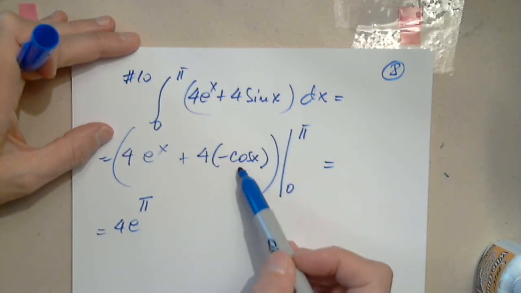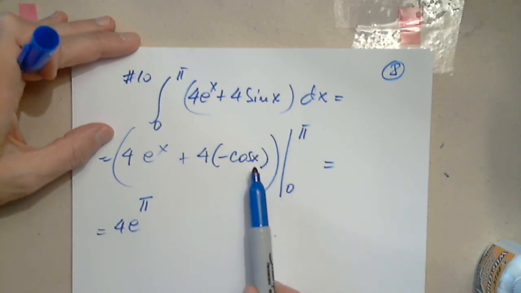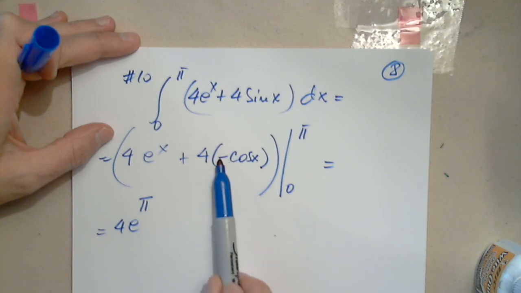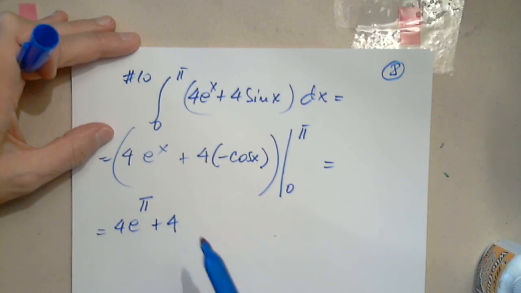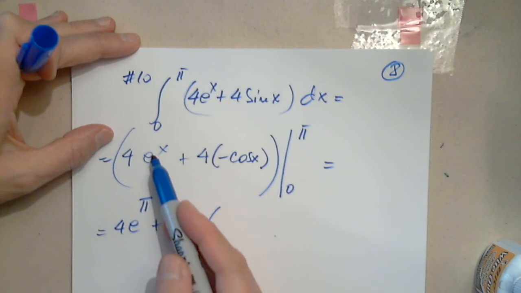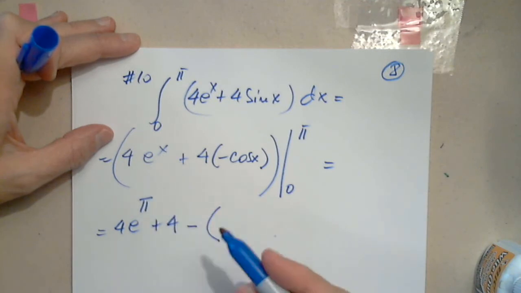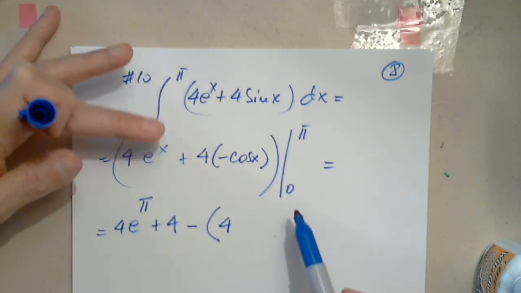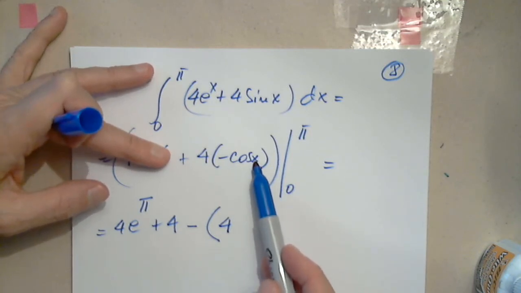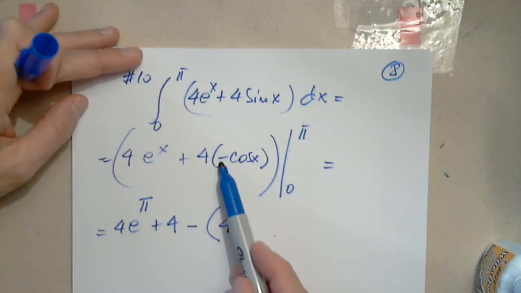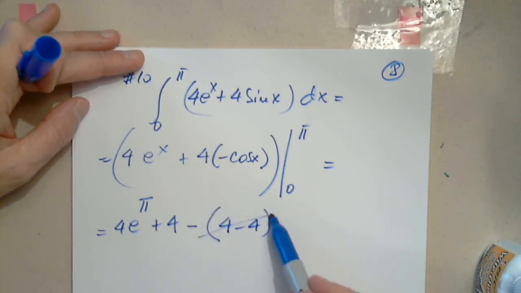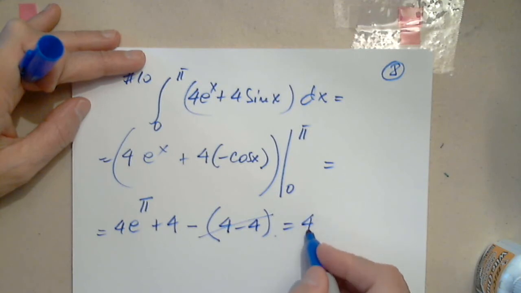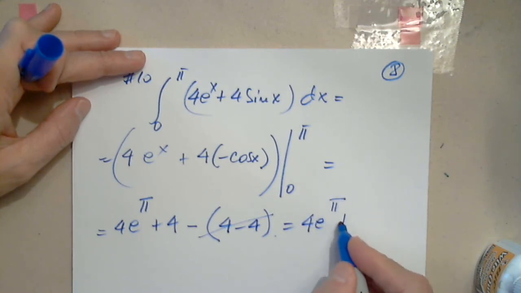Okay, and then when I plug in pi, this will be negative 1 times negative 1 is positive 1 times 4 will be positive 4. Now, minus, in parentheses, when I plug in 0, e to 0 is 1, so I have 4. And then when I plug in 0, this becomes 1. But 1 times negative 1 is negative 1. Negative 1 times 4 will be negative 4. This happens to be 0. So the final answer is 4 e to pi plus 4.